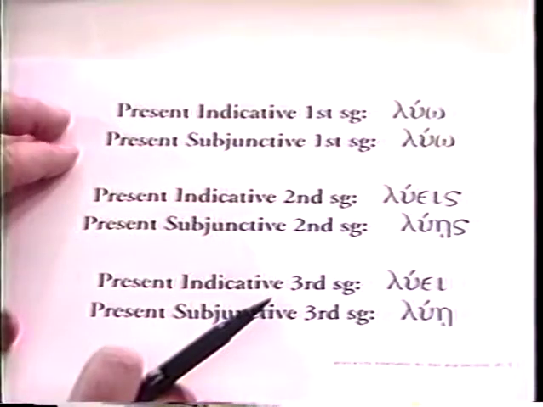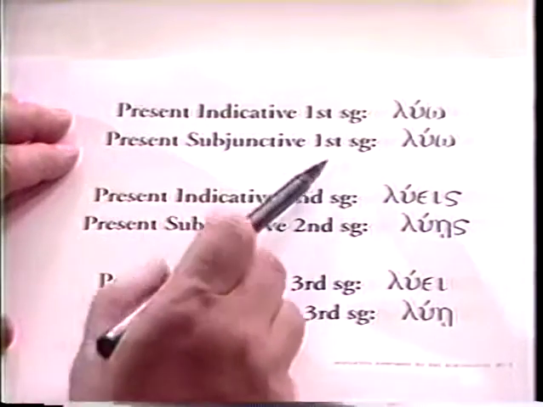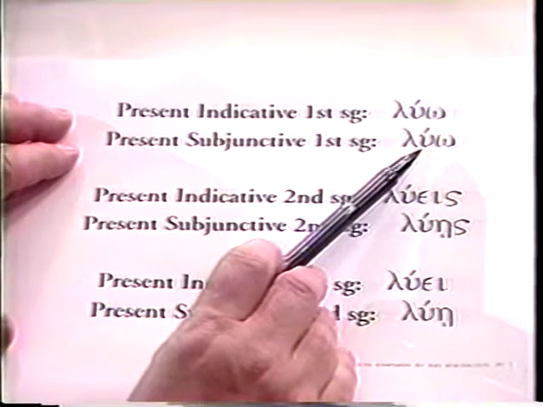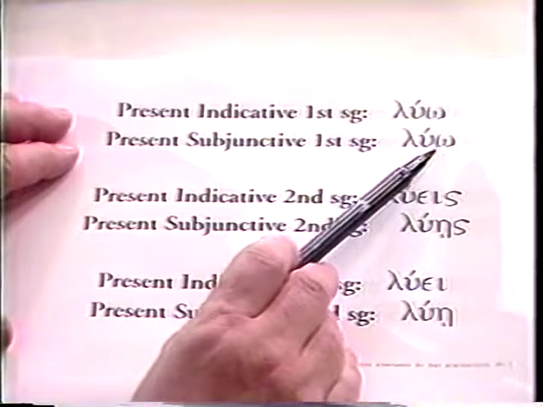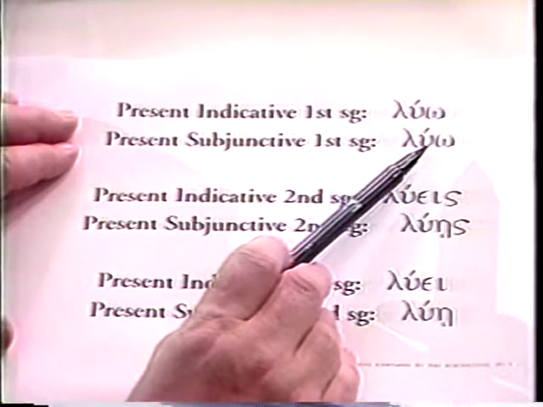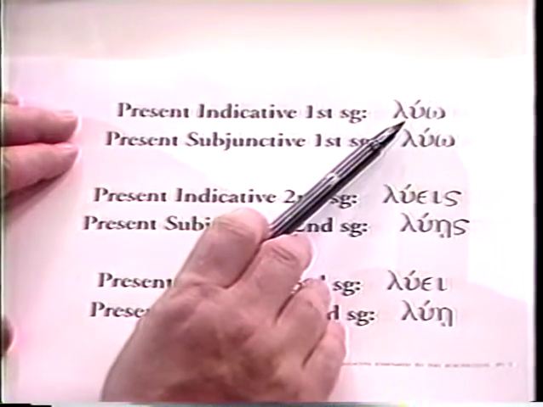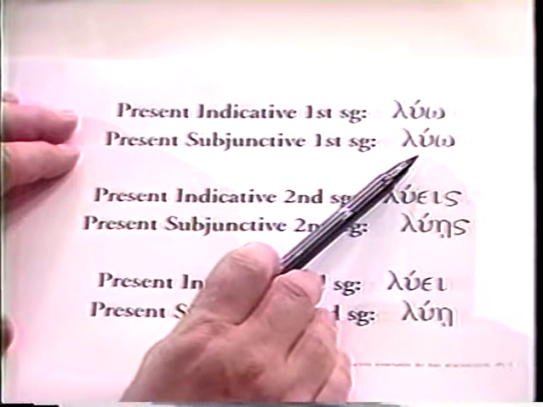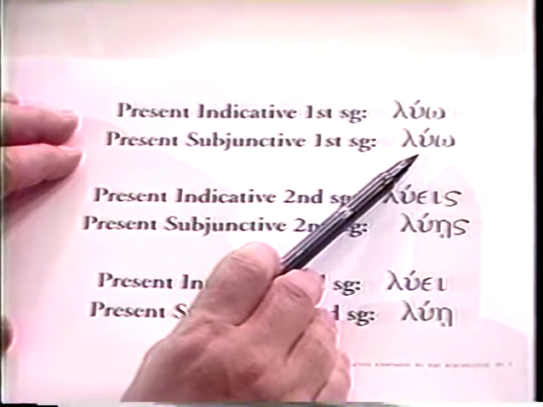Looking at the present indicative first singular, we look at the verb luo. Comparing that with the present subjunctive first singular, it's spelled the same way, luo. In other words, you can't get any longer than an omega on the end of the verb. So how would you know? Are you dealing with an indicative making a statement, or are you dealing with one of the functions of the subjunctive? Is this a subjunctive verb? You already know the answer to that, don't you? Context. Context is everything.